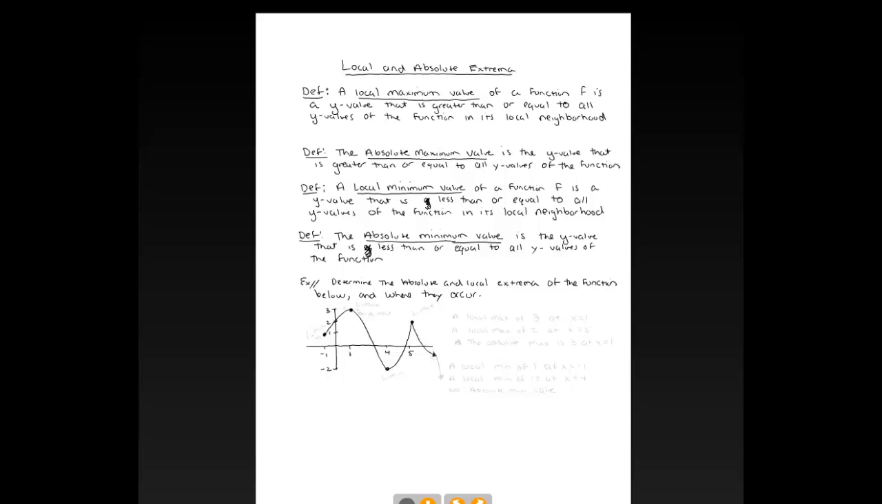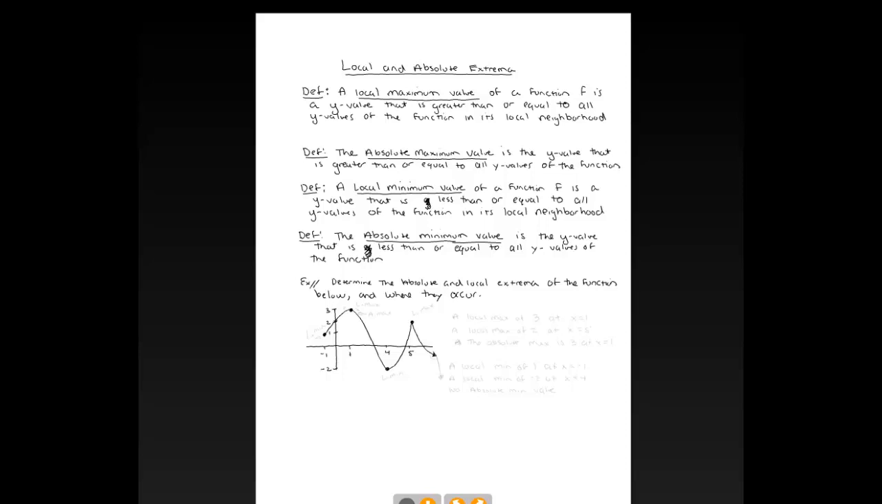An extreme value is a value that's really high or really low when you compare it to the other values in the function. Okay, so the definitions are there, but I think the best thing to do is to look at the example and go through each definition and see which definitions apply to certain pieces of this graph. Okay, so we're expected to determine the absolute and local extrema of the function below and where they occur.